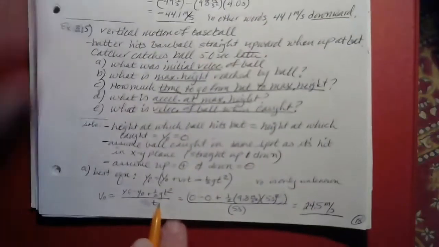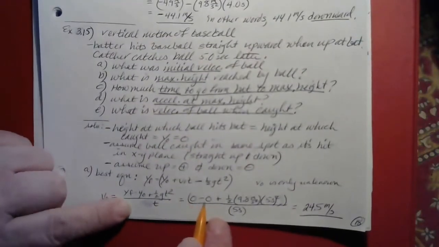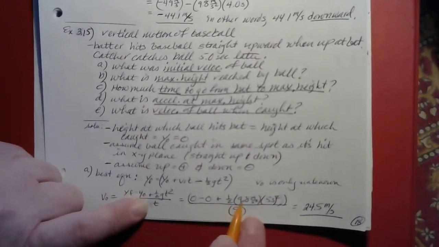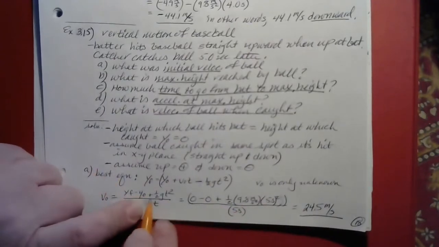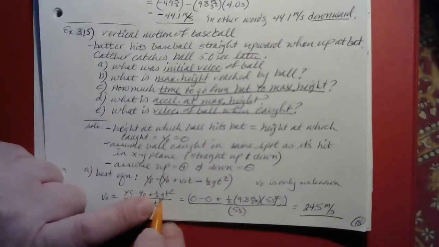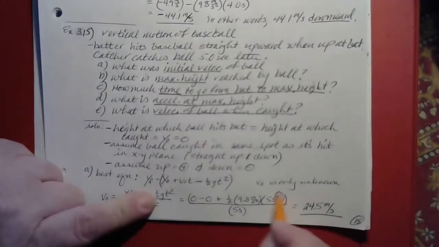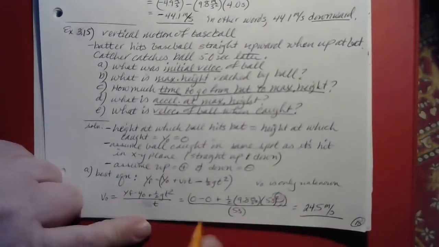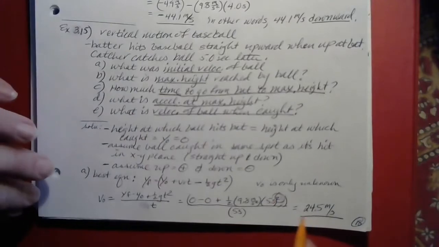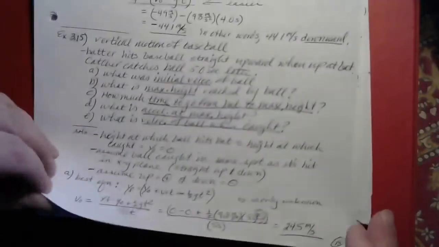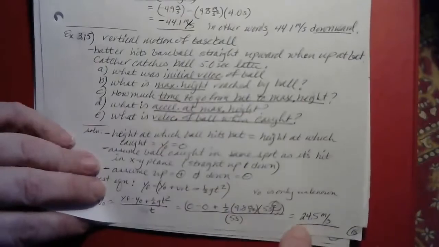Okay, so we put in the things that we know. Y final is 0, Y original is 0, and it's going to be plus 1/2 GT squared now because we took the minus 1/2 GT squared over to the other side of the equation. So it's plus 1/2 times 9.8 meters per second squared times 5 seconds squared. Don't forget to square the 5 seconds. And that turns out to be 24.5 meters per second. So that is our velocity upward. It's positive, again, because it's upward.